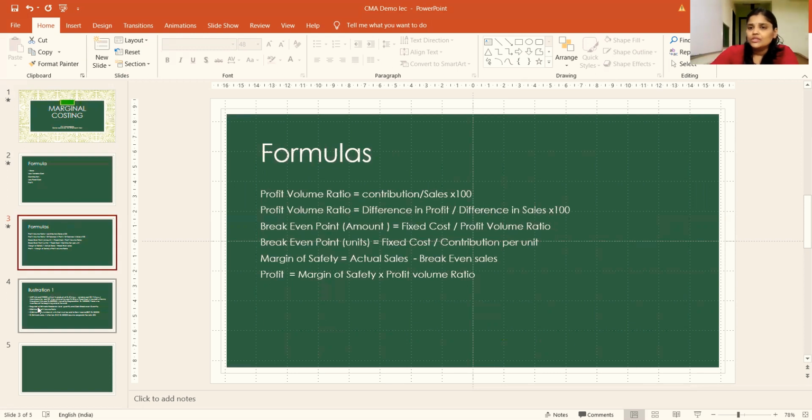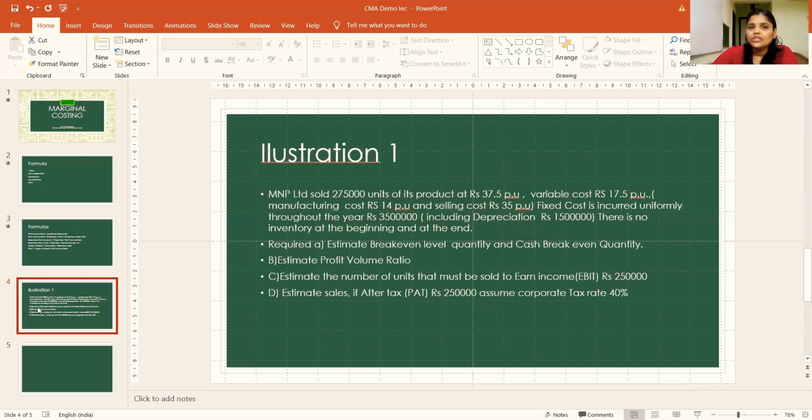So first illustration I'm taking. This illustration I have taken from your module. Just go through it. MNP Limited sold 2,75,000 units of its product at rupees 35 per unit. So selling price is 37.5 rupees per unit and variable cost is 17.5 per unit. Manufacturing cost is 14 rupees and selling cost is 3.5 per unit in this.